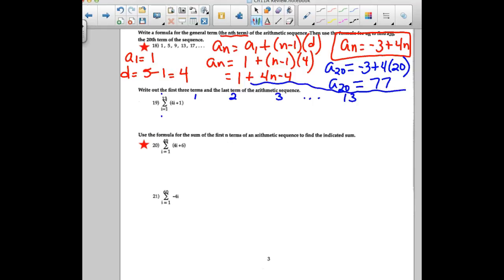All right, so if we put a 1 in here, we've got 4 times 1 plus 1, which would be 4 plus 1, or 5. Our next one is 4 times 2 plus 1. 8 plus 1 would be 9. Our next one is 4 times 3 plus 1. 12 plus 1 would be 13. And then again, we're going to skip over a couple, and we're going to put a 13 in for i. So 4 times 13 plus 1, which is 53. Question 20.